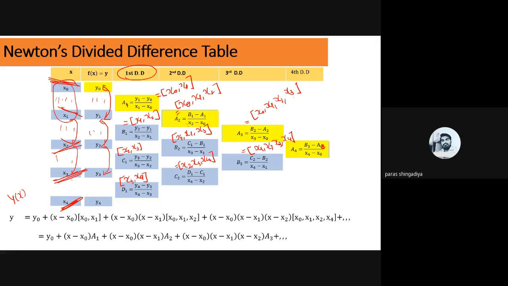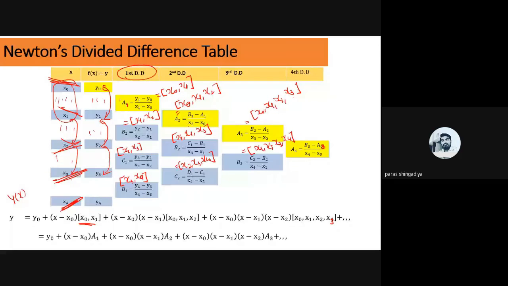So what is the meaning of this value [x0, x1]? You can use these notations if you have space in this book, otherwise you can mention one unique notation for that: a1, b1, a2, b2 and so on. So here we'll use the a1 answer. y0 is the first value, then the next is (x minus x0) into the answer a1. Then after that, (x minus x0)(x minus x1), use the answer a2.